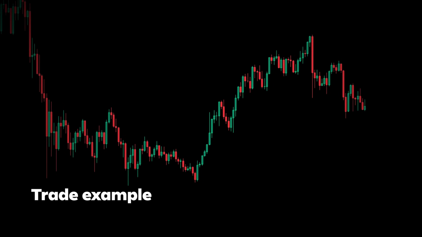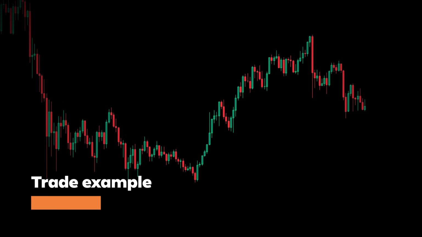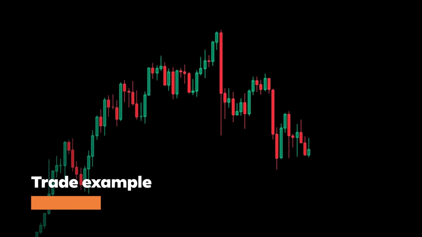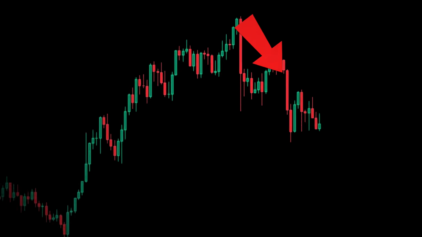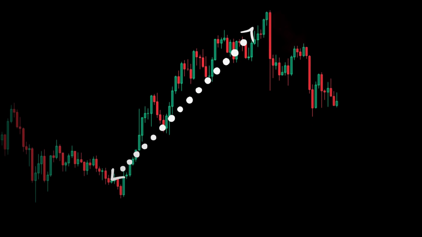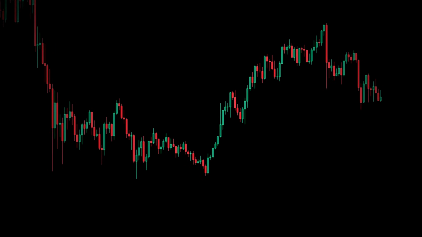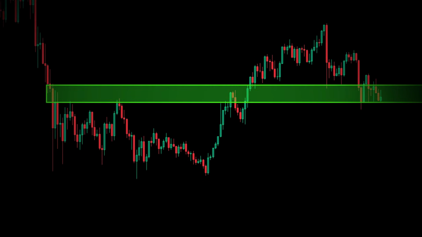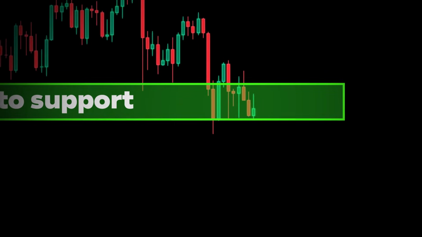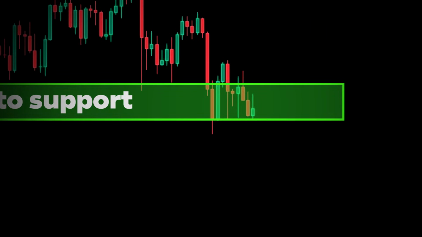So let's go over an example of how we can use this to trade. Right now, we're looking at Bitcoin. And what we can see here is that it's currently trading to the downside after a steady run up. It's approaching this old resistance area that's been broken through. As mentioned earlier, resistance that's been broken becomes support. So when the market reaches this area, we want to drop down to a lower time frame.